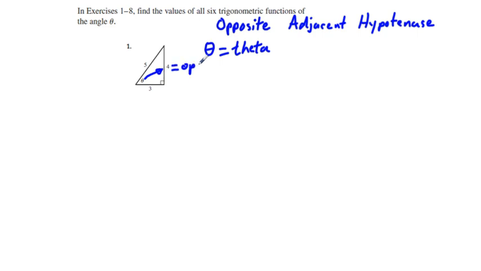I'm just going to abbreviate OPP. And then our longest side is going to be our hypotenuse. So I'll say HYP, our hypotenuse, is equal to 5. And finally, our adjacent, which is just not from the theta: one side is going to be opposite, the other side is going to be called the adjacent side. So I'll abbreviate that bottom side as ADJ.